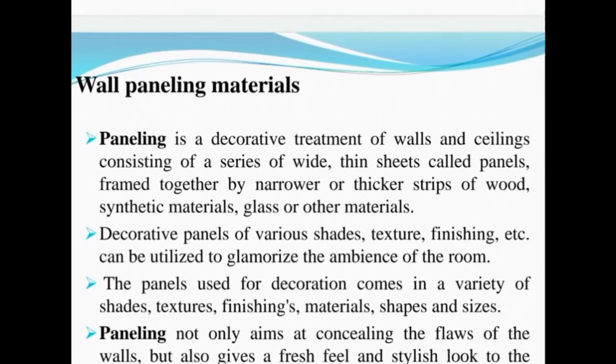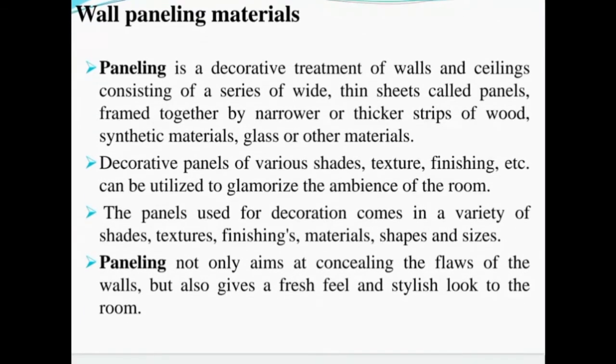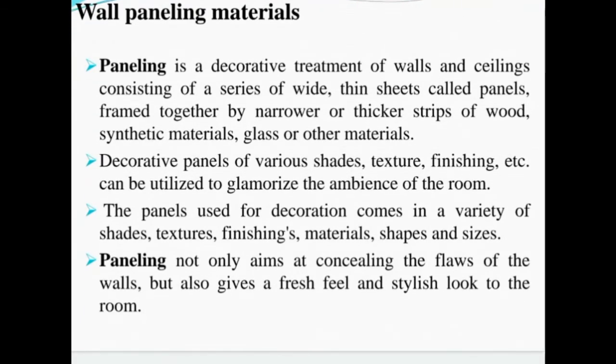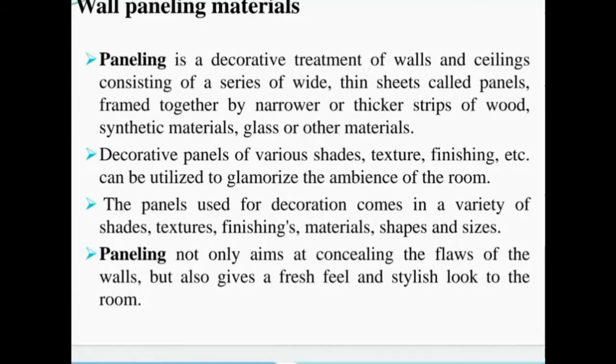And now we are going to see about wall paneling materials. Paneling is a decorative treatment of walls and ceilings, and it consists of a series of wide thin sheets called panels, which are formed together by narrow or thicker strips of wood, and also synthetic material, glass and other materials. It's a decorative panel of various shades, textures, and finishes, and can be utilized to glamorize the ambience of the room.